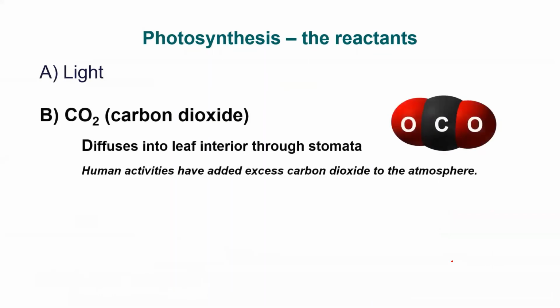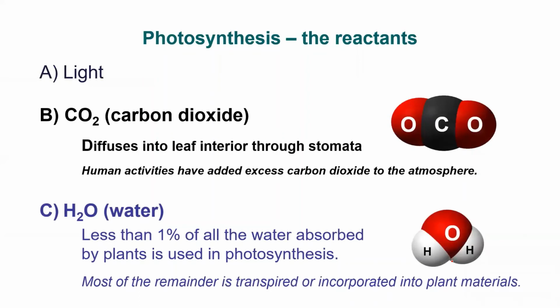So we have light, we have carbon dioxide. Carbon dioxide, of course, is a product of cellular respiration, also a product of human activities such as burning fossil fuels. So there's plenty of it in the air in most places, and it's going to go into the leaf and be part of photosynthesis. And the last part is water. Water, of course, comes from the ground. Plants usually absorb water through their roots, and it's an important part of photosynthesis.